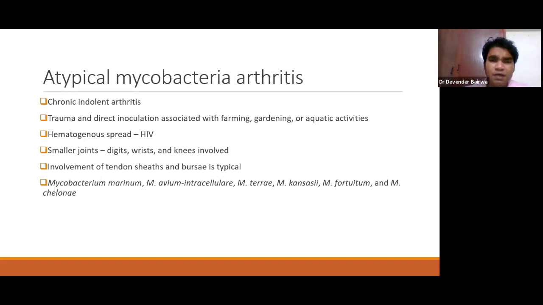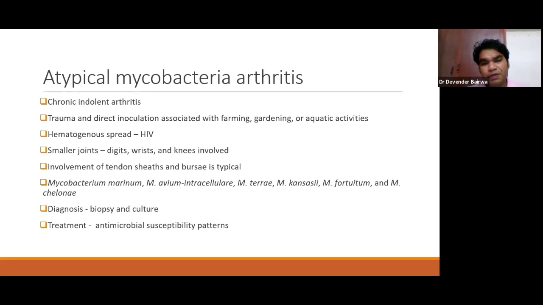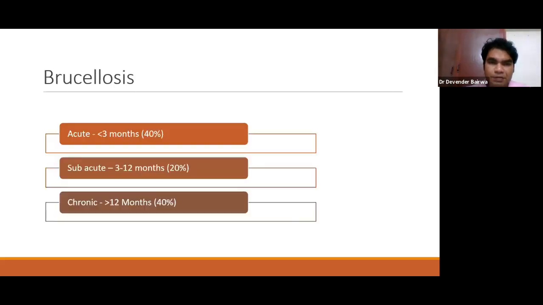Most common pathogens associated with this condition include Mycobacterium marinum, Mycobacterium avium intracellulare, Mycobacterium terrae, kansasii, fortuitum, and chelonae. All of these have been found, and apart from these, other organisms have also been found in atypical mycobacterial arthritis. So generally, how do you diagnose them? You do a biopsy, you do culture, and culture will determine your antimicrobial susceptibility patterns. On the basis of that susceptibility, you plan your treatment for these patients.